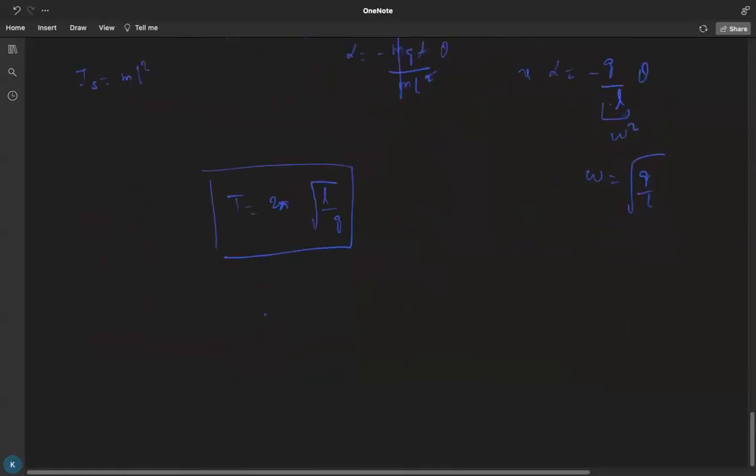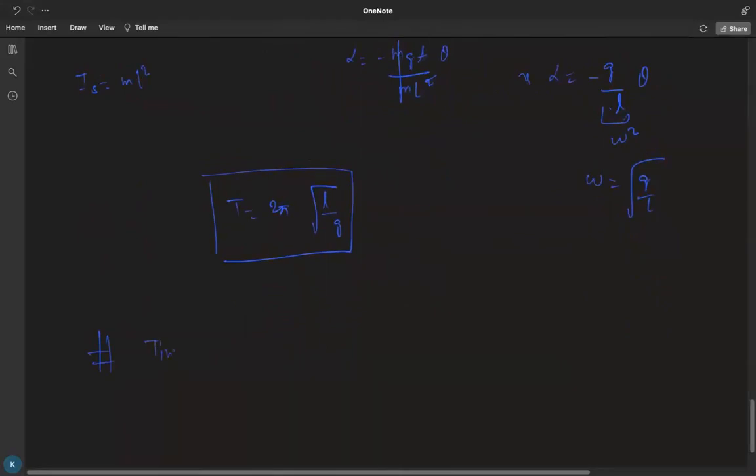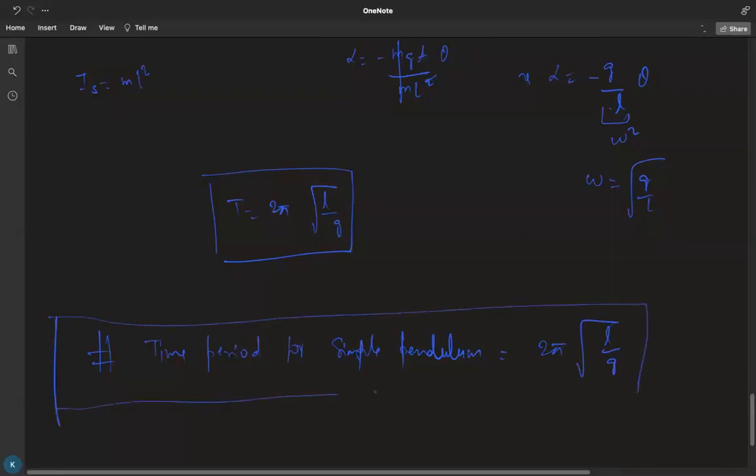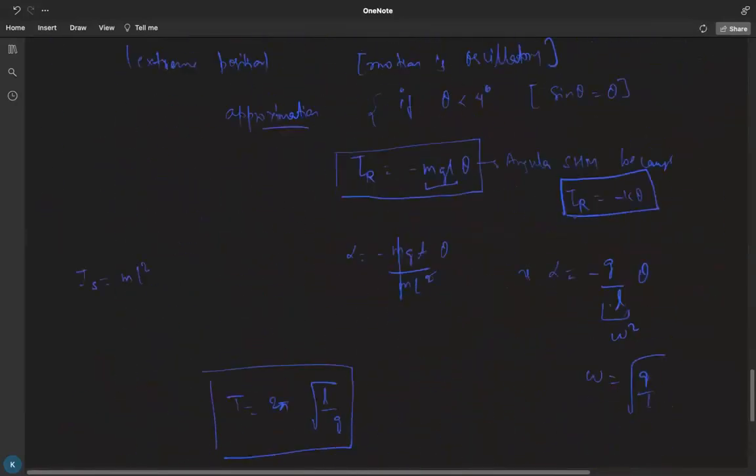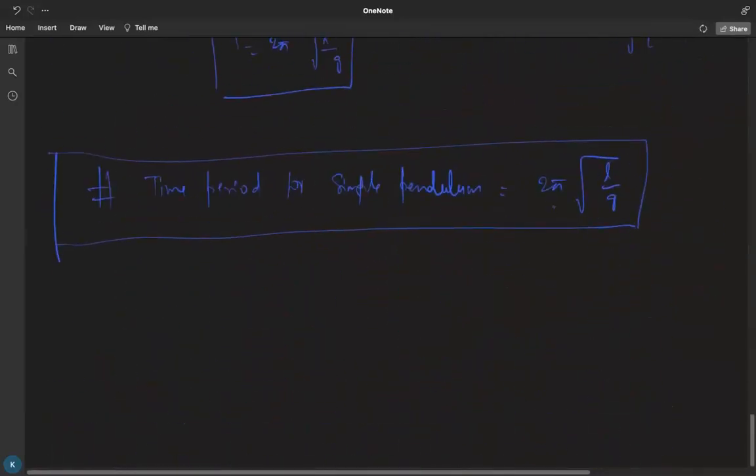So here we get one thing: the time period for a simple pendulum is 2 pi root under L by G. I hope you all know this formula, but as for the derivation, some people know it and some don't. So this is actually the derivation of the time period of a simple pendulum, and its formula is 2 pi root under L by G.